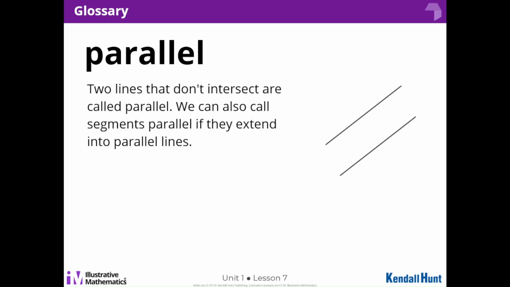Parallel lines are when we have lines that never cross each other. They could go on in both directions to infinity, and they would never touch or cross each other because they run side by side, or parallel. If 2 line segments come from parallel lines, then those line segments can also be thought of as parallel.